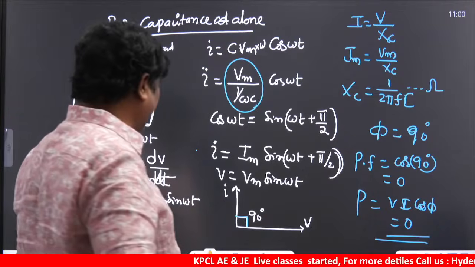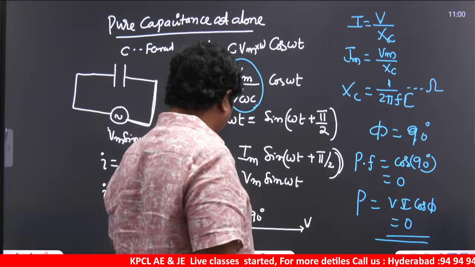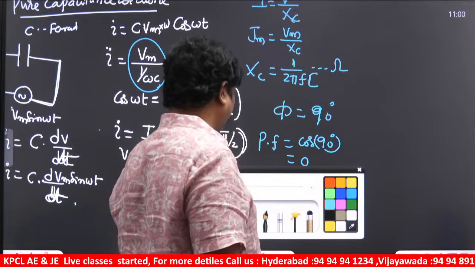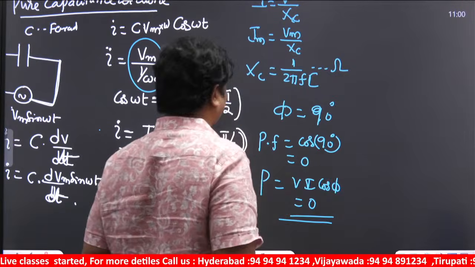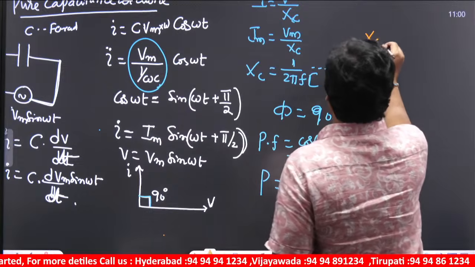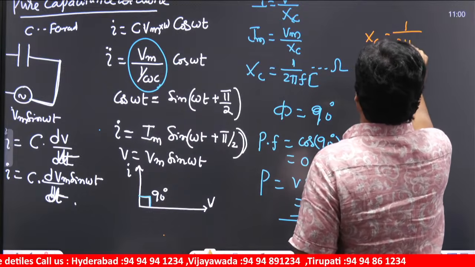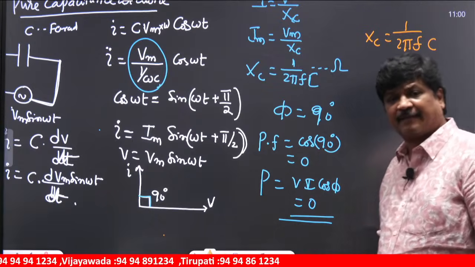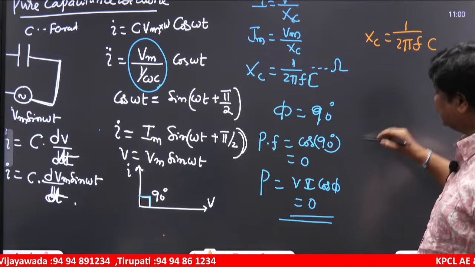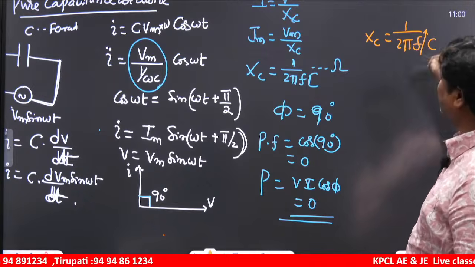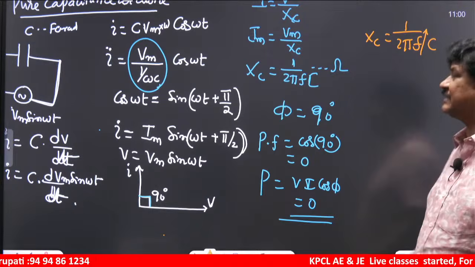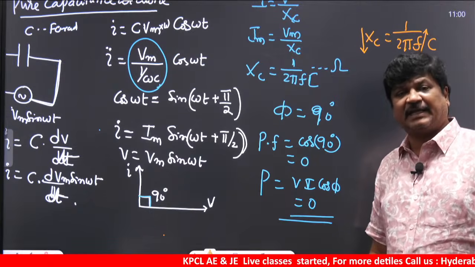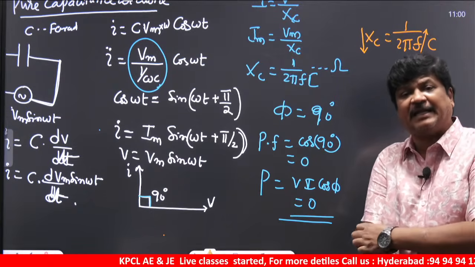Now, what are the objective questions we can get here? In this case, XC is equal to 1 by 2 pi FC. When frequency increases, capacitive reactance decreases.